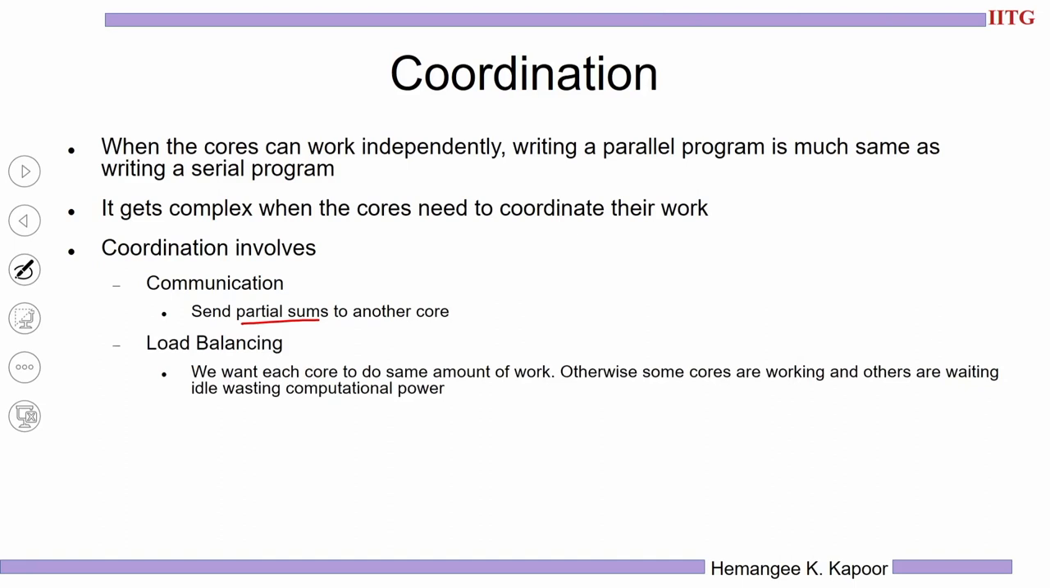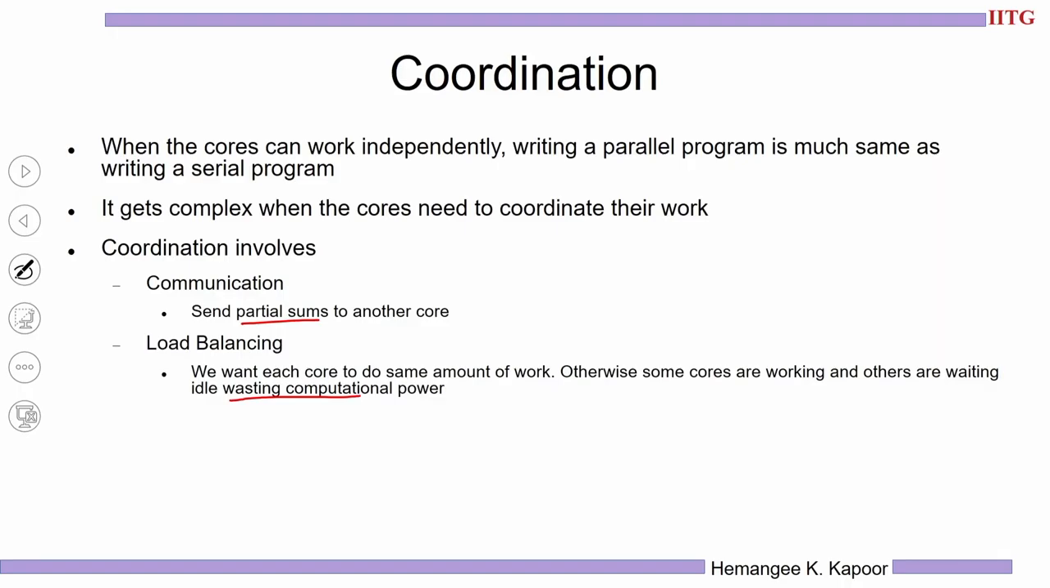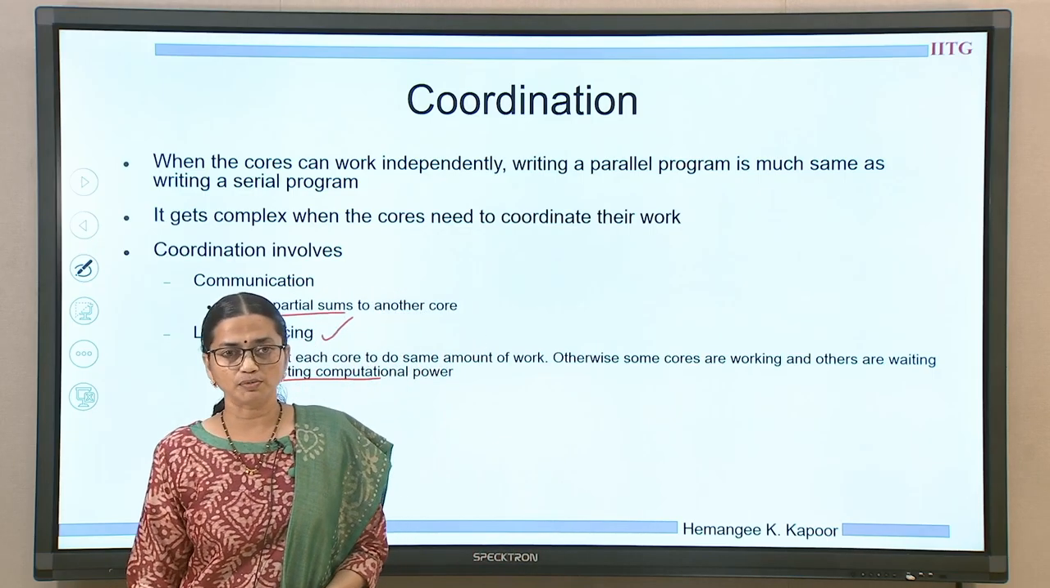Then load balancing. This is again important work, because if you have a multi-core system and your task distribution is uneven, some processors are heavily loaded, some are not loaded. So you won't be utilizing the system to its fullest extent. So you are going to waste computational power if the work is unevenly distributed. Hence, load balancing is also important when we look at such systems.